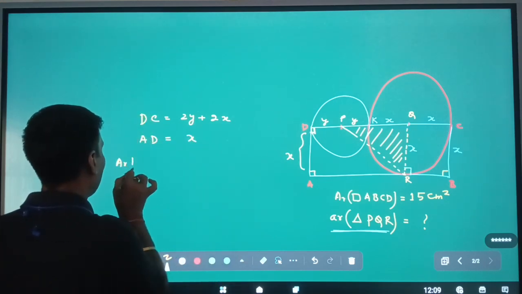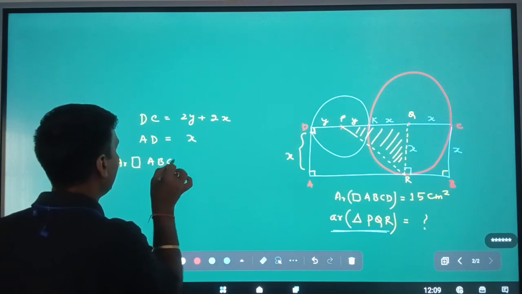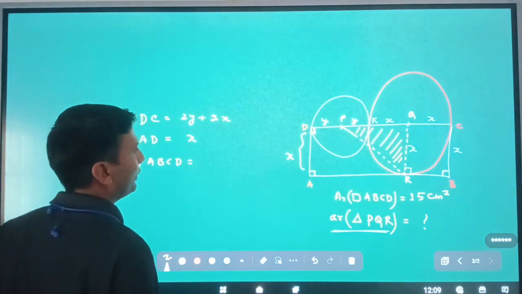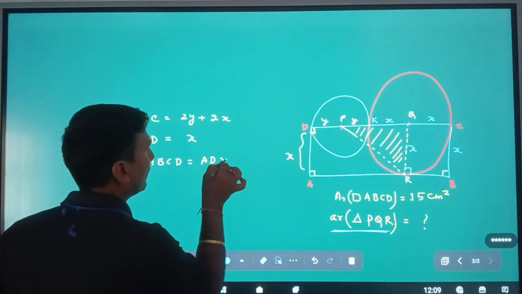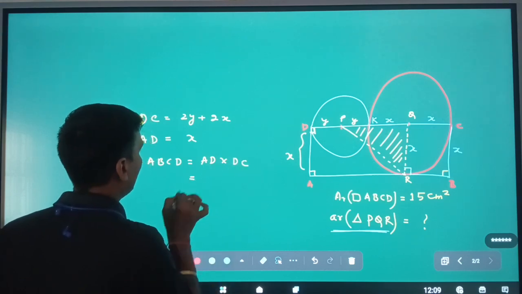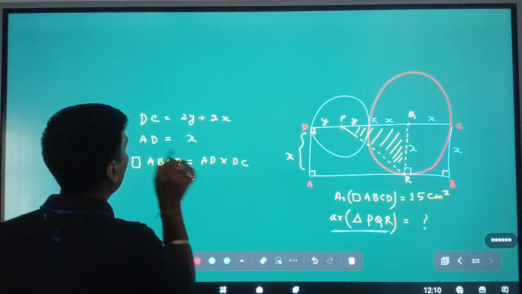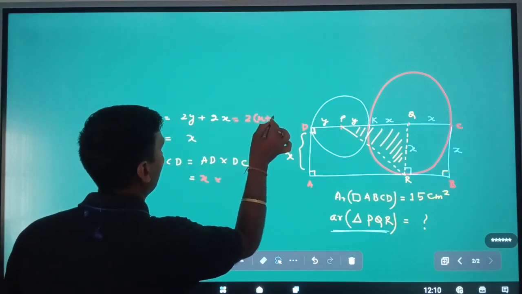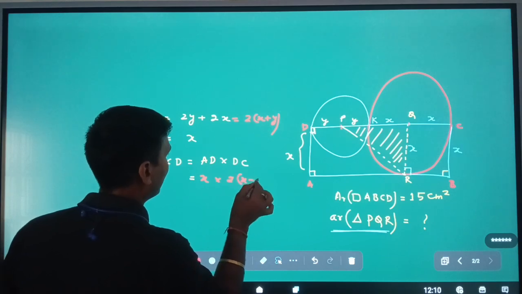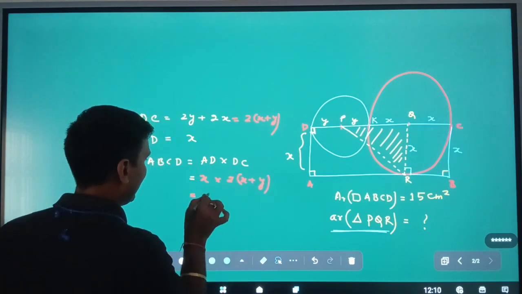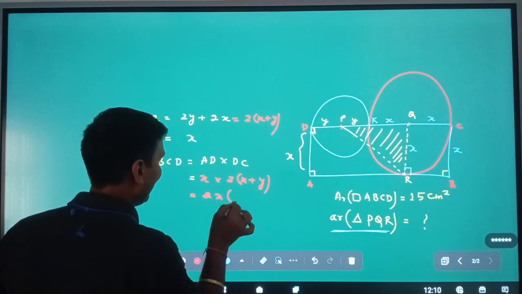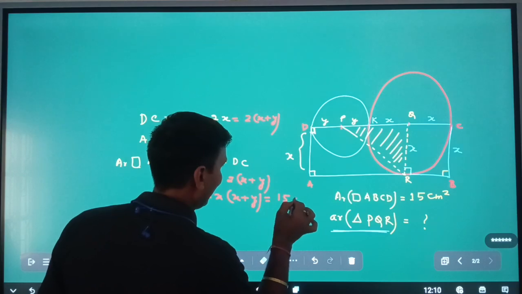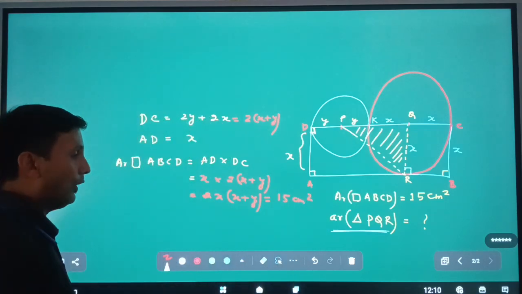So the area of rectangle ABCD can be written as the product of two adjacent sides. So it can be AD into DC. Here AD is X and DC, you can take 2 common, will be X plus Y. So this is twice of X plus Y. So the whole area is twice of X into X plus Y, and that has been given as 15 centimeter square.